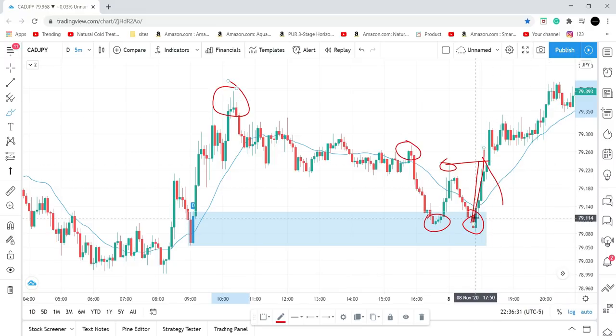So me, I try to get out as quick as possible. The first level is usually where I like to get out. But if you want to hold a little bit longer, yes, you can target these highs right here or the last high. So let me show you guys another example.